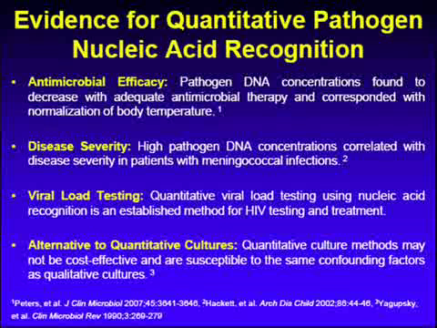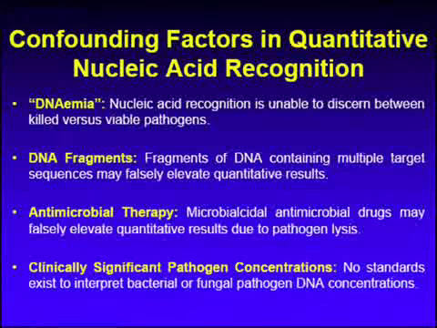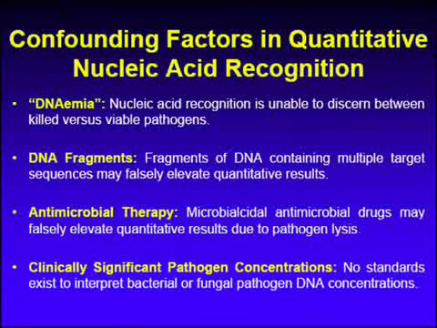However, there are drawbacks with nucleic acid recognition. There has yet to be a fully definitive explanation of DNA-emia, that is DNA in the blood. Nucleic acid recognition is unable to discern between killed versus viable pathogens. Therefore, when you're treating a patient based on PCR results, for example, are you treating organisms that have been destroyed by your treatment? Is the DNA actually clinically significant, or is the signal that you're detecting actually a real organism perpetuating the sepsis response? DNA fragments are another concern.